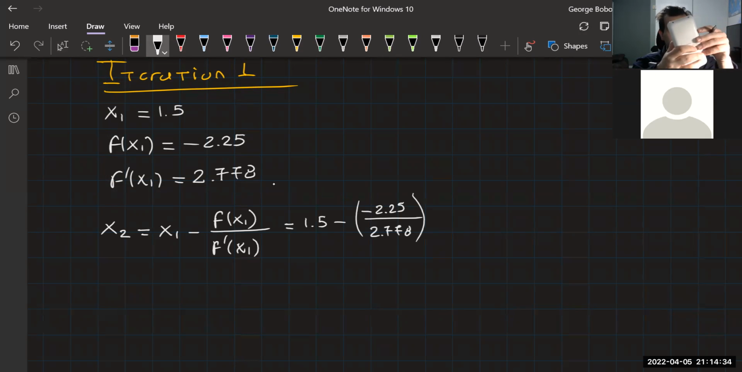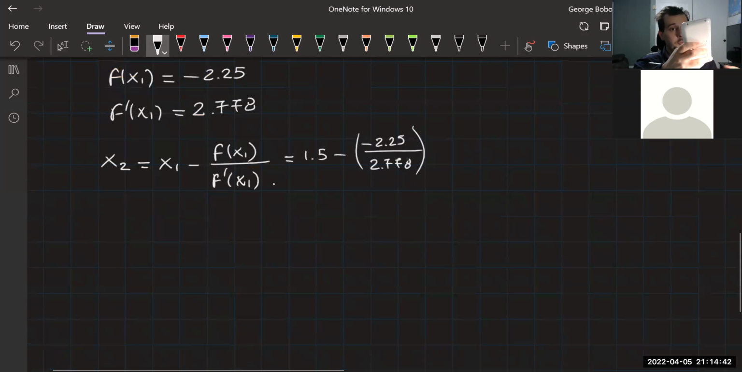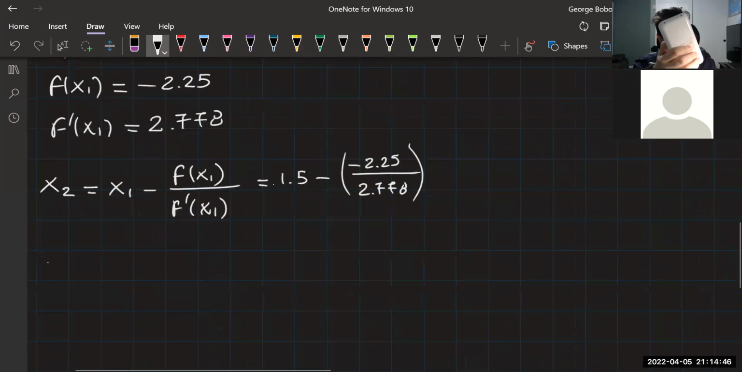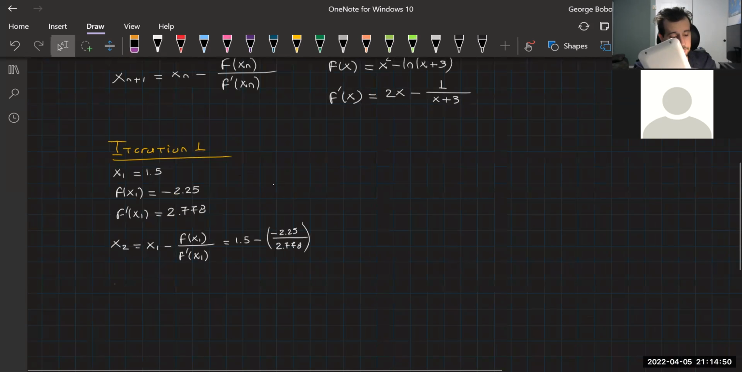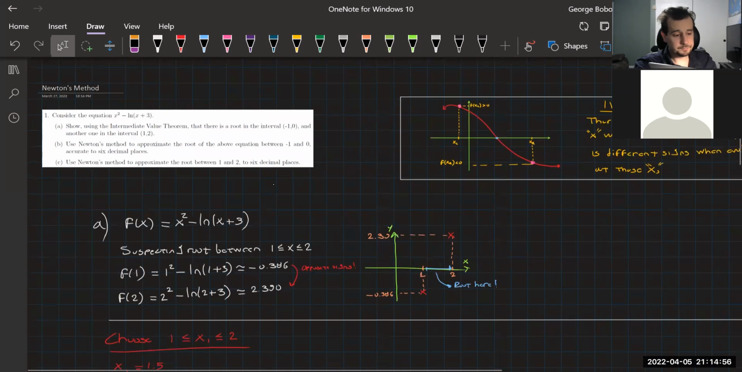There we go. So let's see it. 2.25 divided by 2.778 plus 1.5 is 2.31. Wait, really? What did I do wrong? What did I do wrong? Hold on. I probably screwed up something. Let me see.